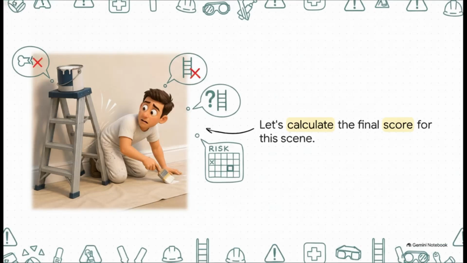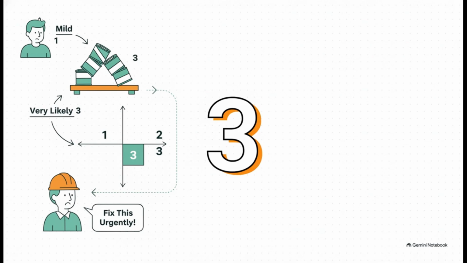Let's bring it all back to our clumsy painter one more time. Armed with your new knowledge of hazards, severity, likelihood, and the risk matrix, try calculating the final score for this exact scene. You have all the data you need to act as the safety inspector right now. Go ahead and do the math in your head. If you calculated a score of 3, you completely nailed it.